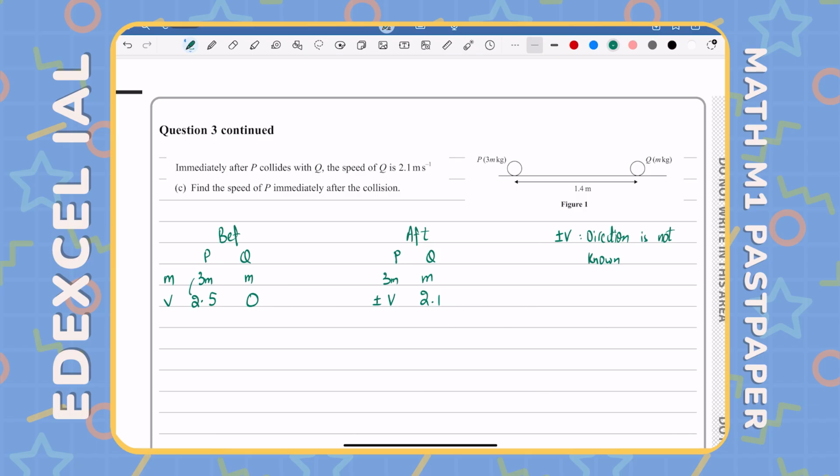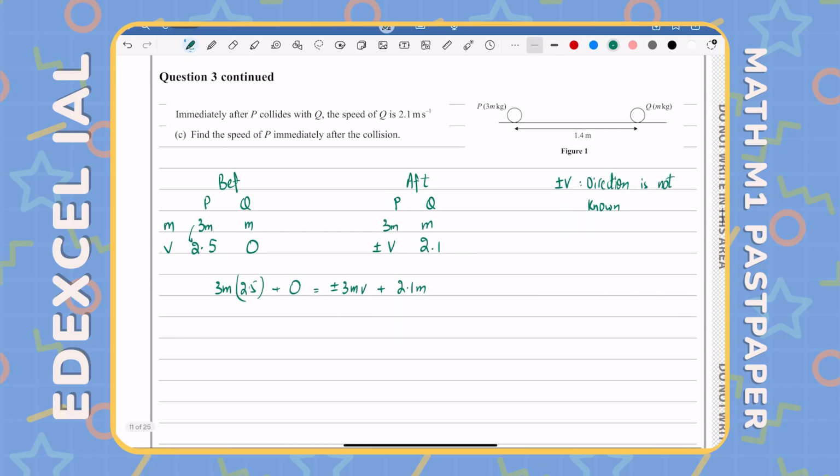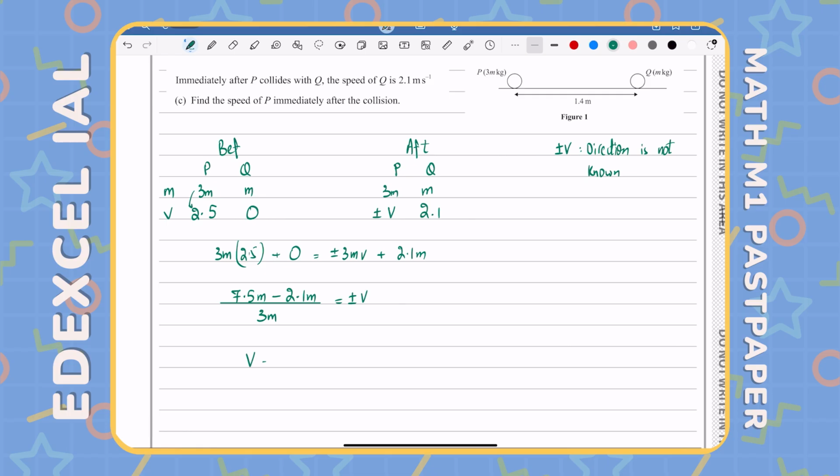So now we multiply, mass into velocity. So that's going to be 3m times 2.5 plus 0 is equal to plus minus 3mv plus 2.1m. Now let's work this out and see what we get. So this makes it 7.5m minus 2.1m divided by 3m is equal to plus or minus v. So v is equal to, let's work this out, 7.5 minus 2.1 divided by 3. So we're looking at 1.8. Notice that m and m will cancel.